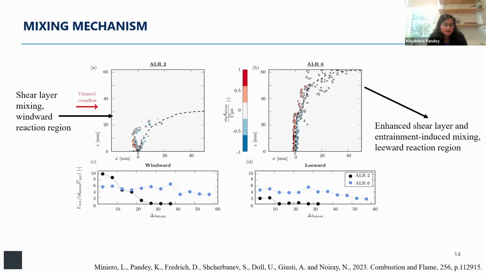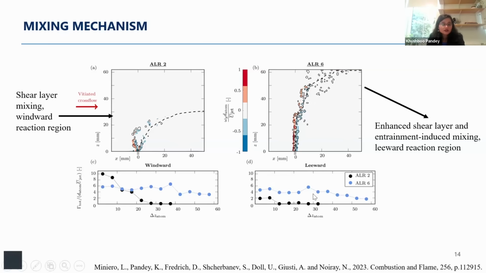For isolating the mixing mechanism, we looked closely at the vorticity dynamics of the jet with the velocity fields. If we look at the vorticity field for ALR2, you see that the pockets of dominant vorticity are on the windward side. The bottom figure shows that. And when we look at ALR6, the vorticity field is mostly on the leeward side, with high vorticity on both sides. So it can be inferred that when we have ALR2, there is shear layer mixing, although very one-sided. And when we have ALR6, there is shear layer mixing, yes, but we also have entrainment-induced mixing.